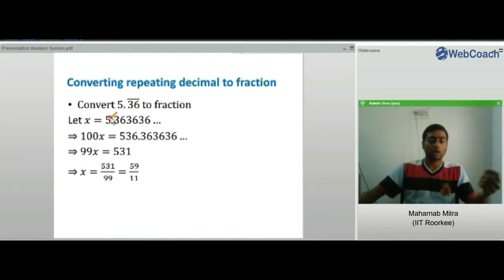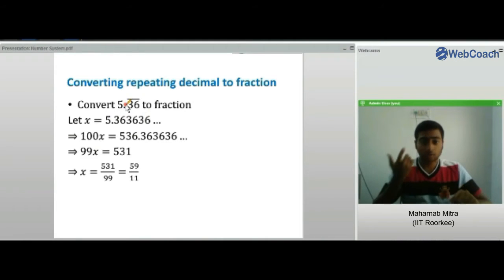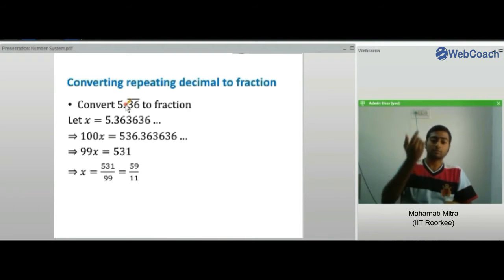But if the numbers repeat, what to do? As we do in all kinds of algebra, let what we don't know be x. Let x be the fraction equivalent of this number, 5.36363636. Okay, so let's multiply it by 100. Why? Because there are 2 decimal places being repeated one after the other. So if we multiply it by 100, the decimal point shifts two places to the right.